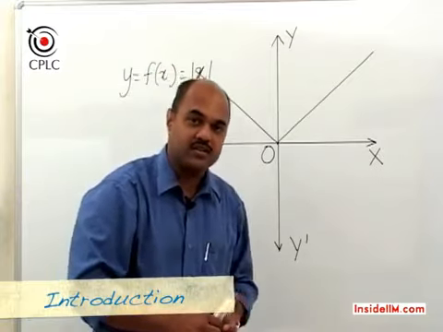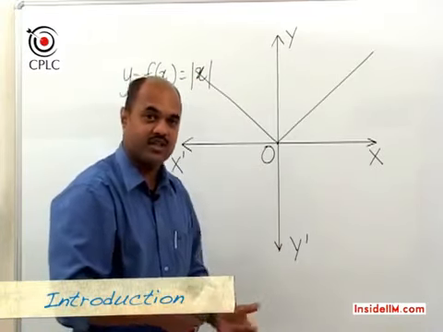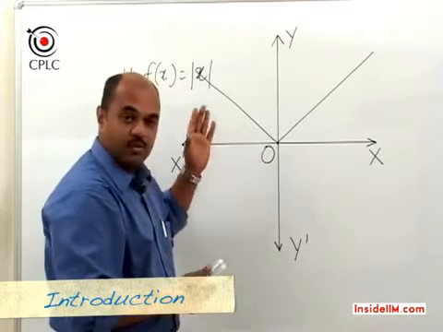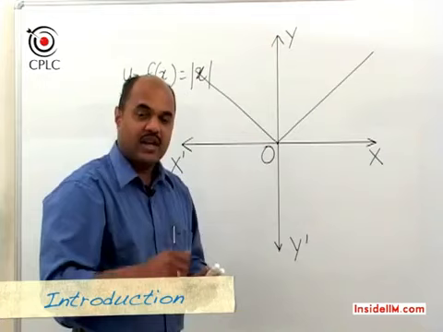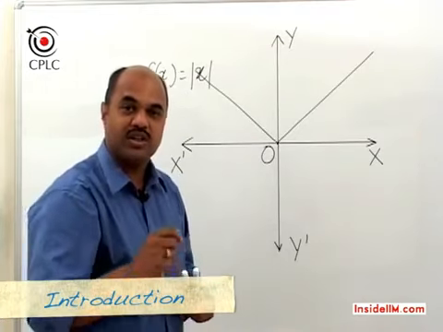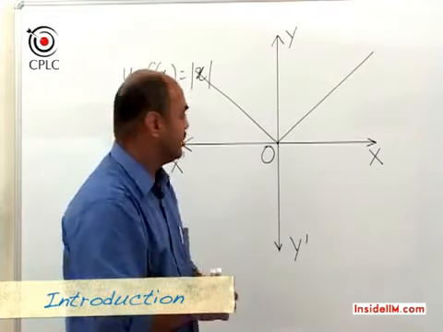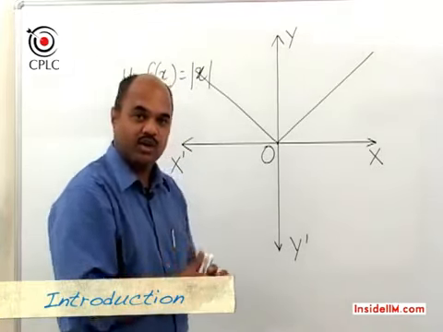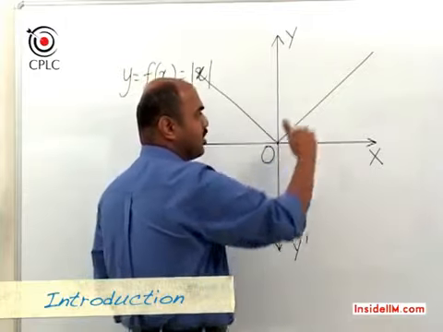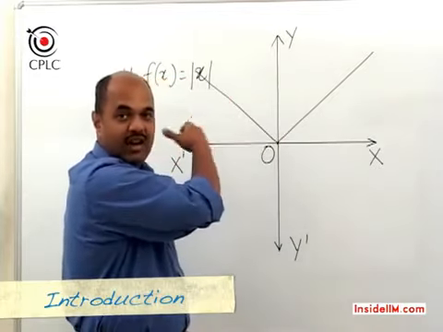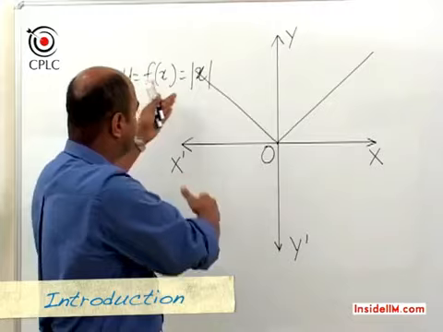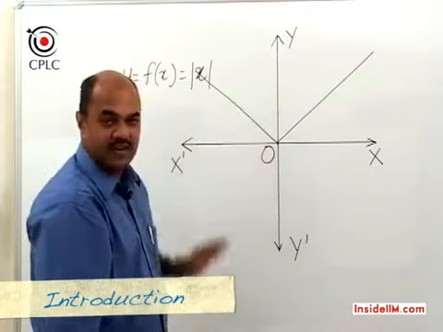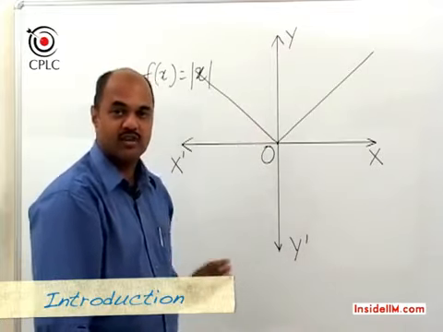Another way of understanding this is based on something that we've already seen in the chapter on functions earlier, where we have seen that absolute value refers to distance from the origin. So when we say mod of x, it is distance from the origin, and as the distance goes on increasing, the value of y, which is calculated as mod x, also goes on increasing. So this is how our absolute value function would look in terms of a graph.